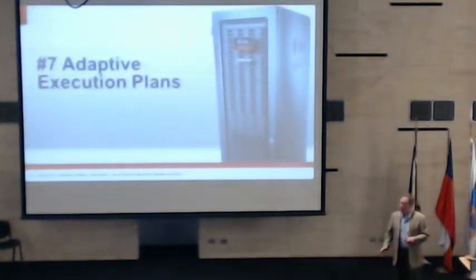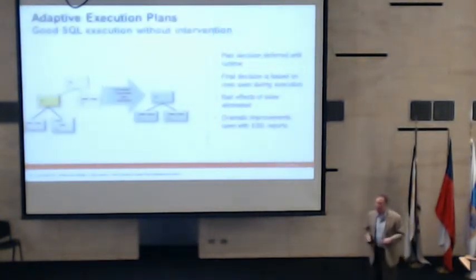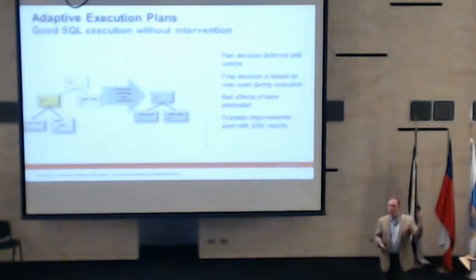Number 7, adaptive execution plans. This is the ability of a query plan to change its mind as the query is progressing. You know, the optimizer works by guessing at how many rows are going to flow through each step in an execution plan and says, I think I'm going to get 2 rows here, so I'll use an index, and I think I'll get 2 more rows over here, so I'll use a nested loops join. If those numbers are wrong, if instead of getting 2 rows, it gets 2 million rows, the subsequent steps in an execution plan may be incorrect.